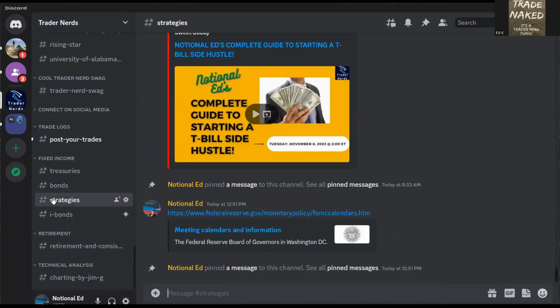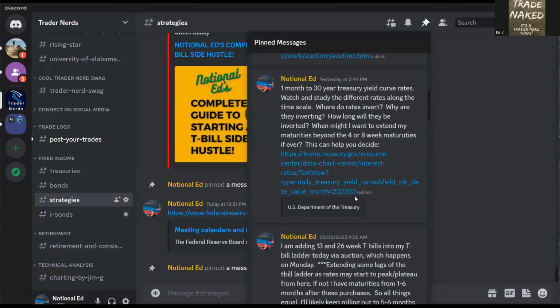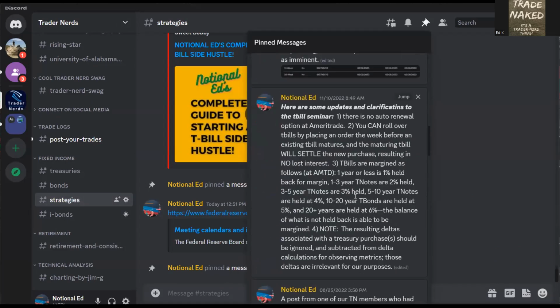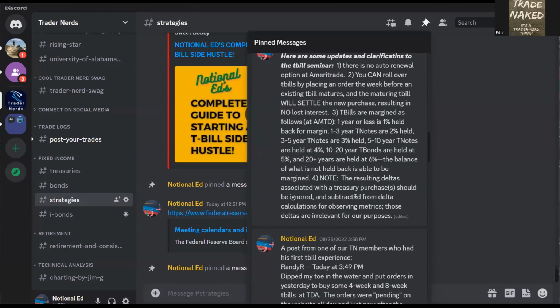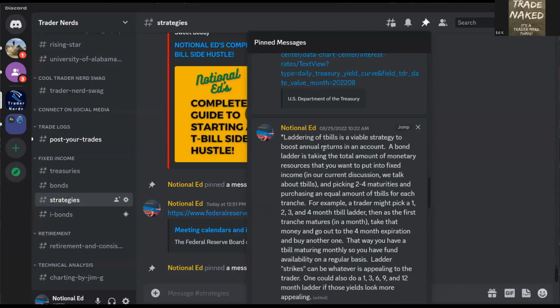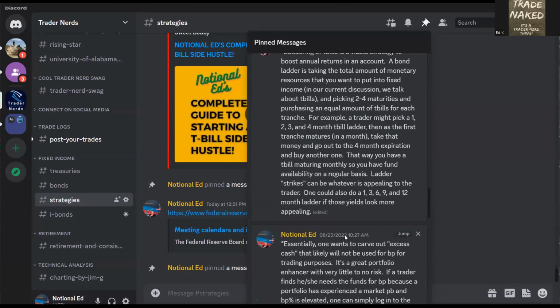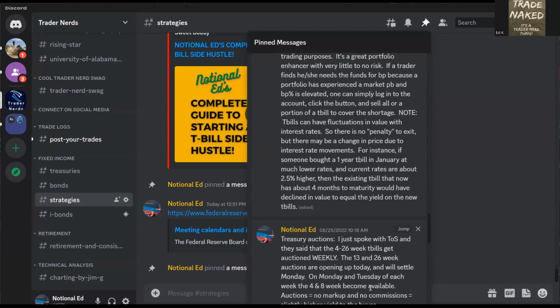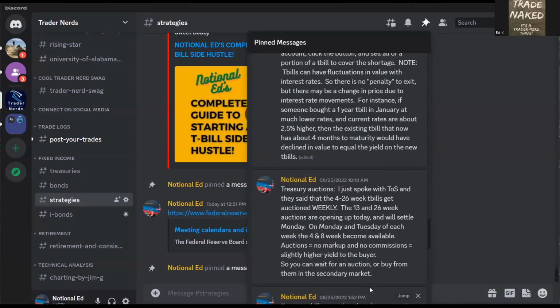The better section is here, the strategies, where I've pinned a lot of stuff. Most of the things I posted and talked about today are pinned in here with some additional information that you're welcome to scan through. Like, here's some info on laddering, and what the philosophy of laddering is. So, you existing members, go read this. It's not going to take you much time, and it'll really help solidify everything I'm talking about today.